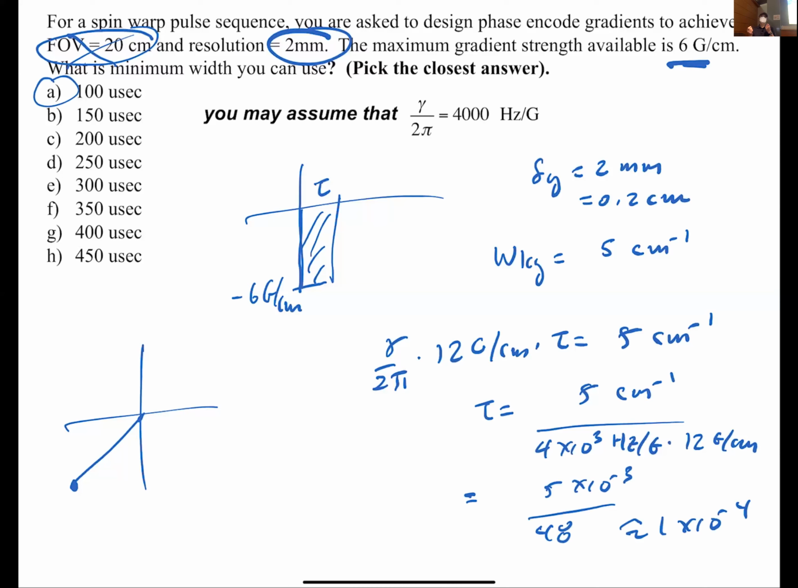So you see, depending on what you're trying to optimize, in some cases you're going to look at FOV, and that will get you the answer. But in this case, FOV would not have gotten you the right answer. You have to look at the resolution. All right. Any questions? Yes.